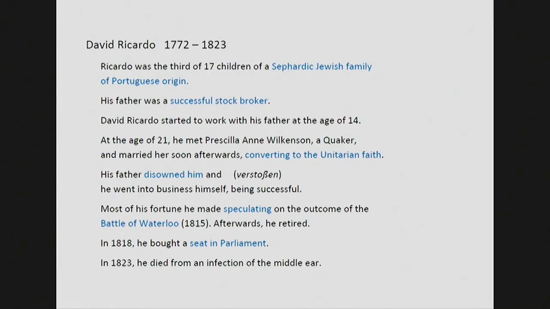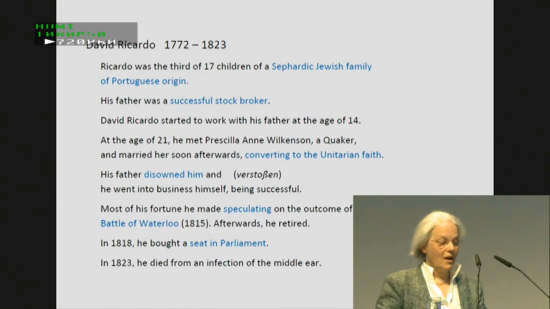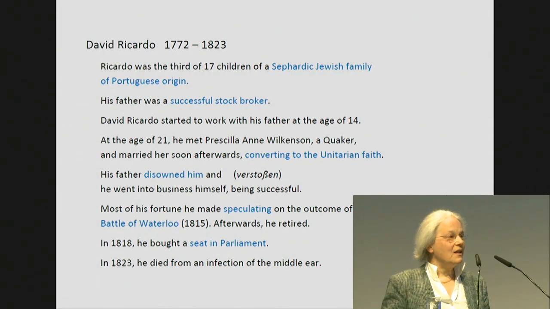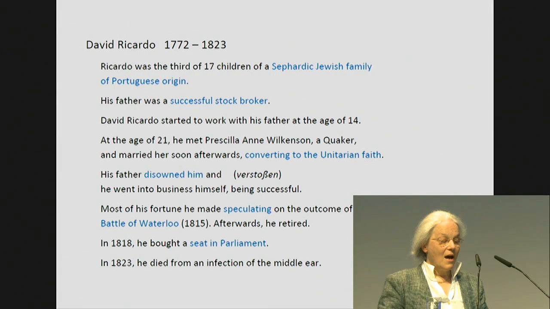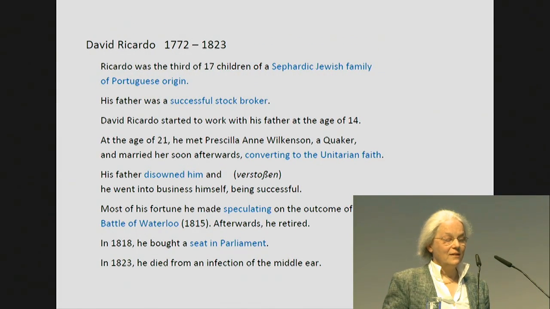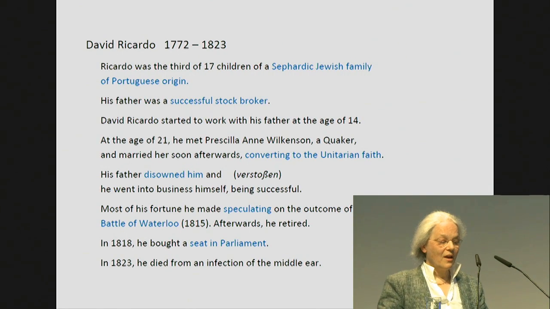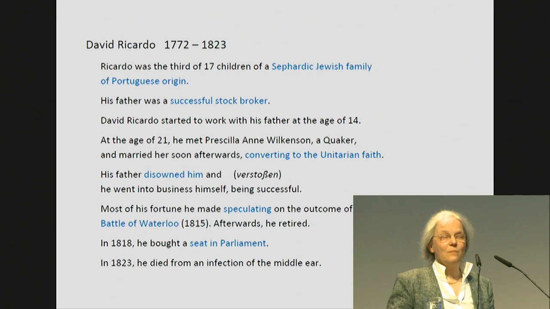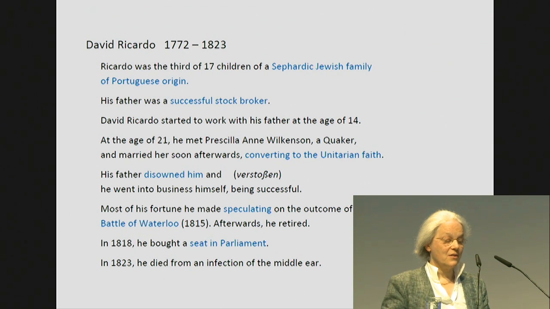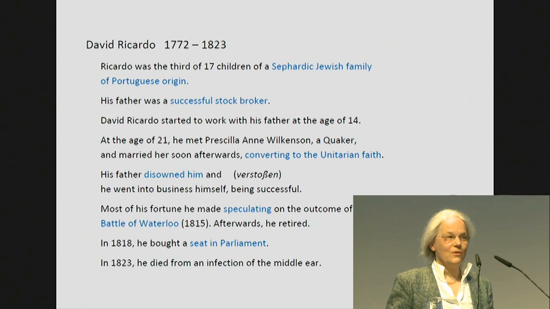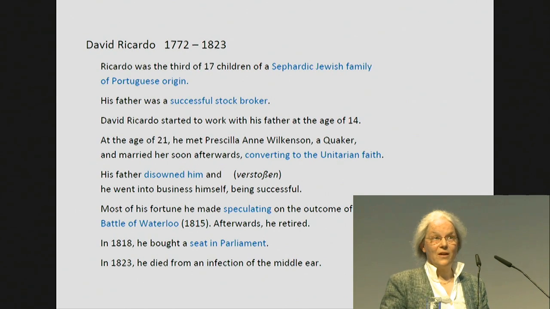Ricardo was born in 1772 as the third of 17 children of a Jewish family of Portuguese origin. The family had moved from Holland recently. His father was a successful stockbroker and very wealthy. At the age of 14, his father introduced David Ricardo to working as a stockbroker. But at the age of 21, he met his wife, who was not Jewish but a Quaker, and married her soon afterwards, which meant that he had to break with his family, and his father disowned him. And David Ricardo did not benefit from the wealth of his father or his family anymore.